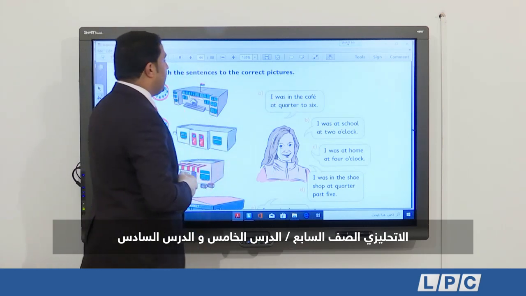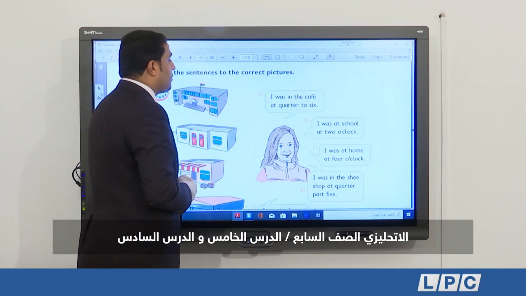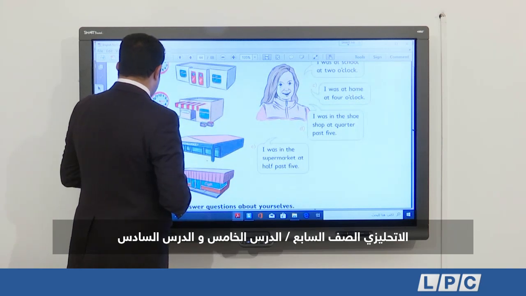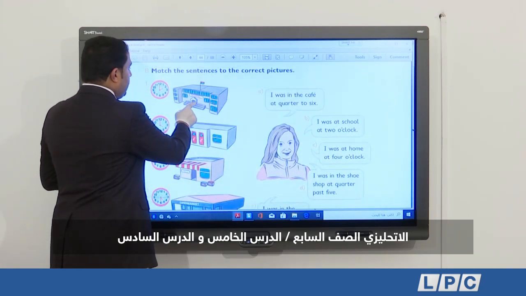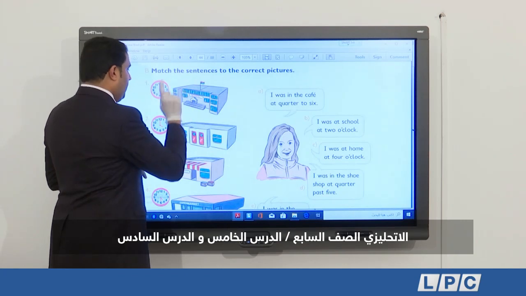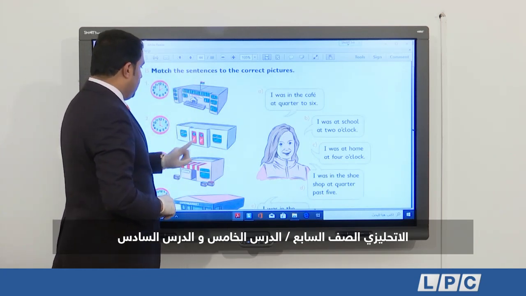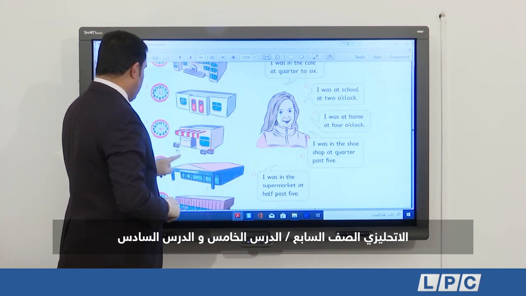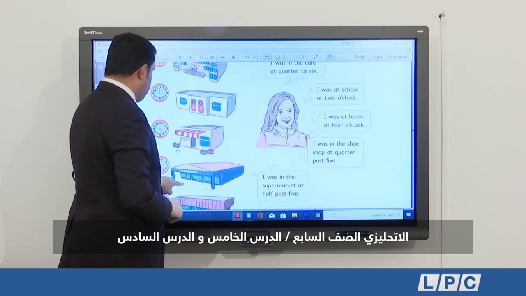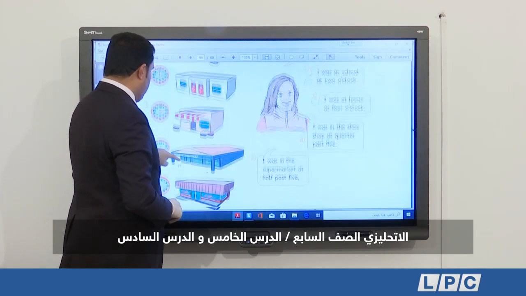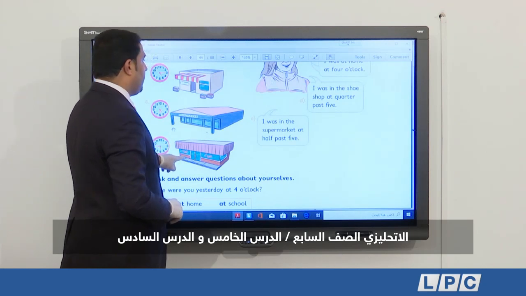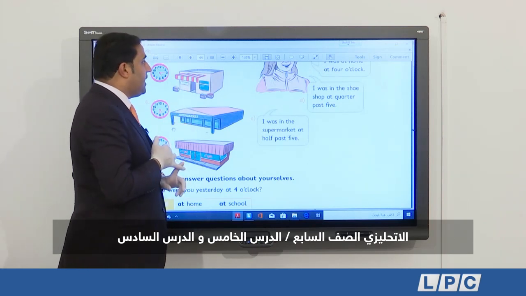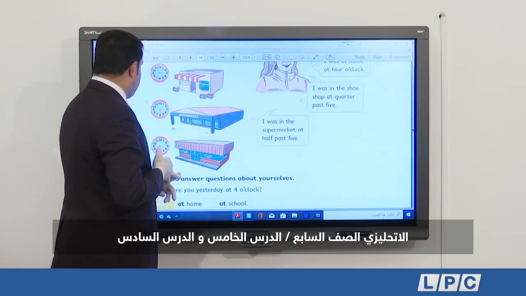A. I was in the cafe at quarter to six. Where's the cafe here? And where's the quarter to six? Which one? Is this one? Number one? No. Number two? No. Number three? Is this cafe number three? No. Is this supermarket? Or is this cafe, sorry? No. So this is the cafe number five. So A is number five. I was at the cafe at quarter to six.